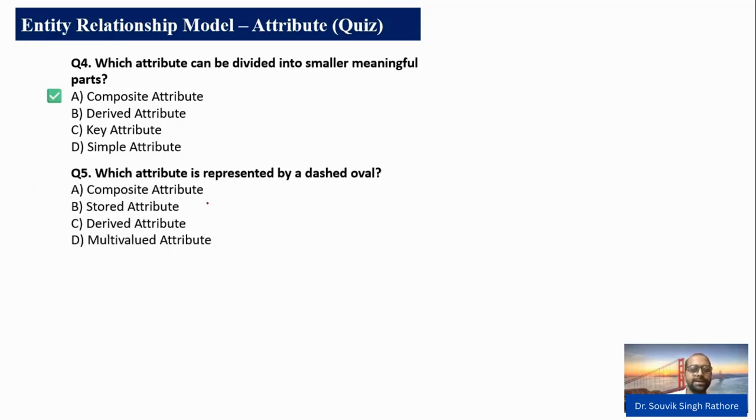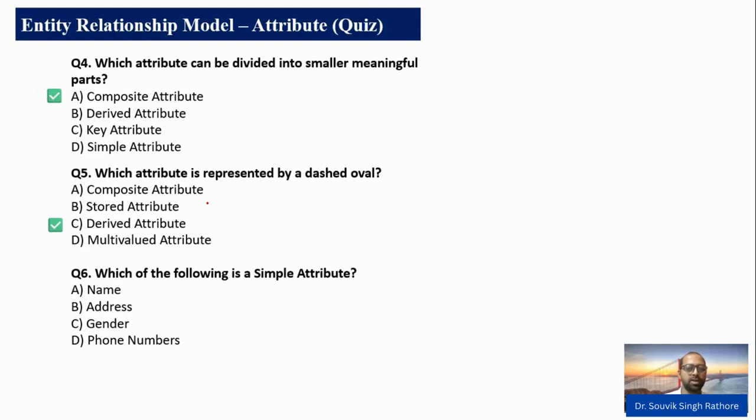Next, which attribute is represented by a dashed oval? Your answer is derived attribute, because a derived attribute is calculated from another attribute and it is represented by a dashed oval. For example, your age can be derived from your date of birth. Next question is, which of the following is a simple attribute? Here your answer is your gender. Why? Because name is a composite attribute. Similarly, address is a composite attribute. Phone number is a multi-valued attribute. So your correct answer is gender.